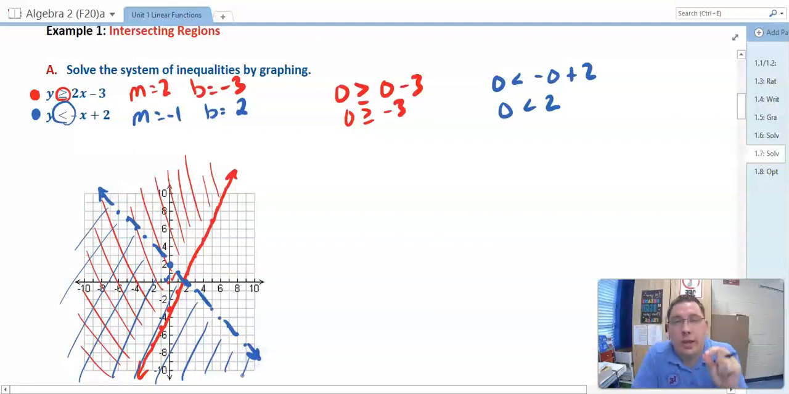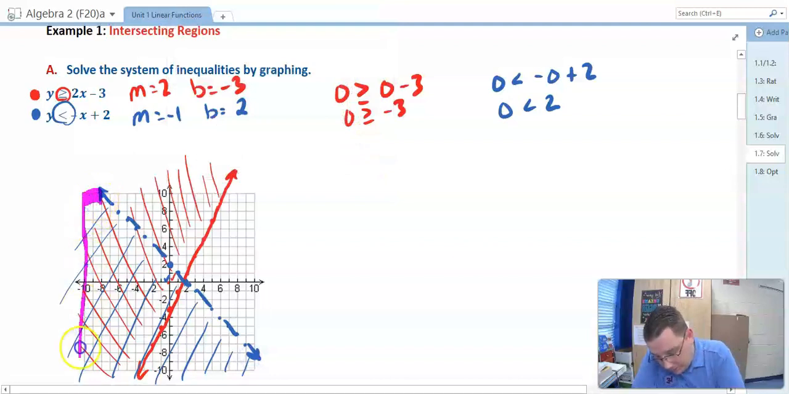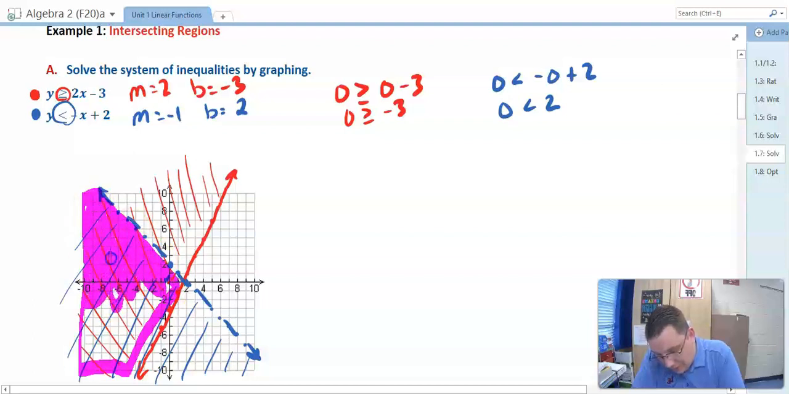So where do red and blue make purple? That's our final region. And so red and blue will make purple in this region right here. All of this is my possible solutions. Again, everything here where red and blue make what? Purple.